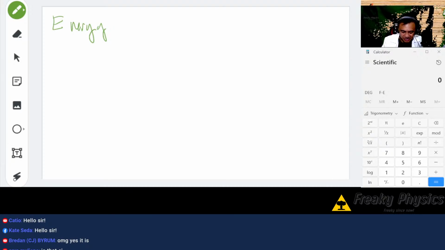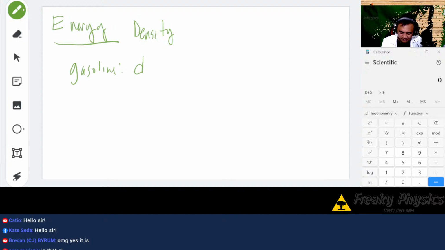But anyway, energy density. So for gasoline, the density of gasoline is approximately 90% that of water.